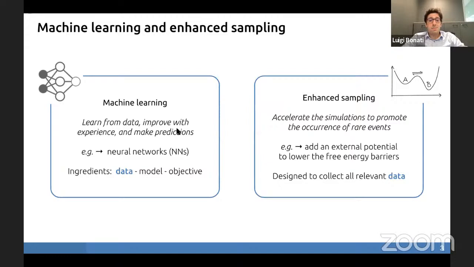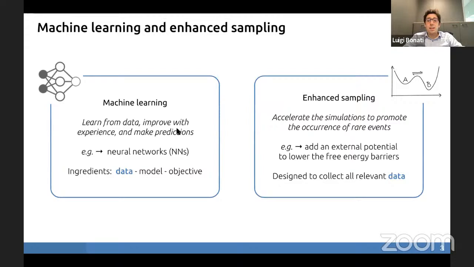On the other side, we find enhanced sampling, which, as you probably know very well, is a set of methods which have been devised to accelerate the simulation by promoting the occurrence of rare events. This can be done, for instance, by adding an external bias potential as a function of some selected collective variable.